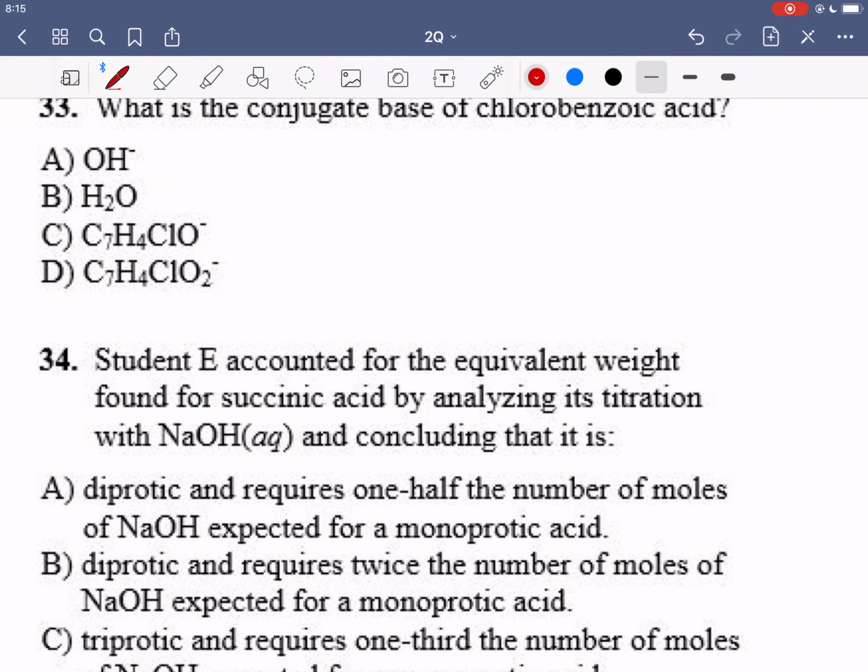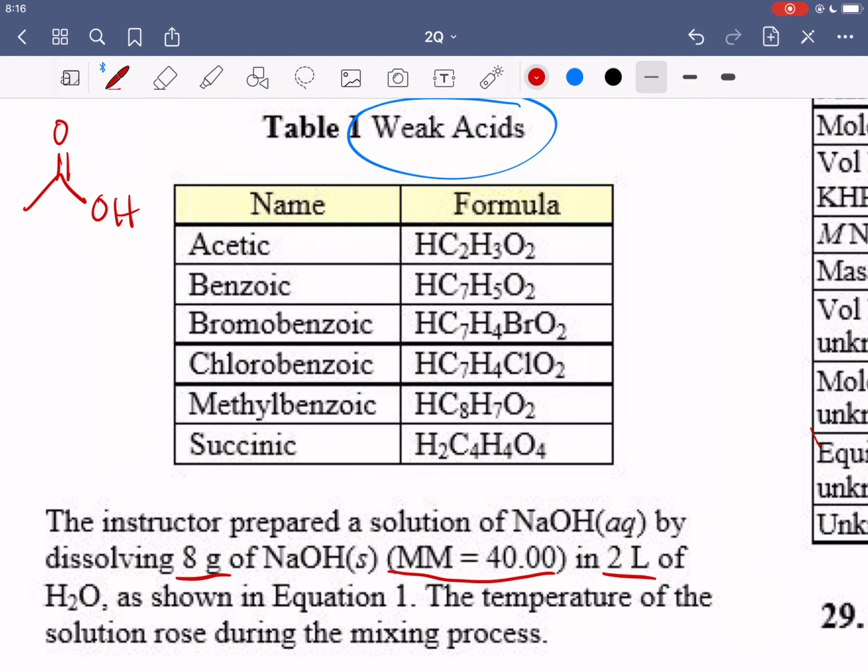Next question, what is the conjugate base of chlorobenzoic acid? So chlorobenzoic acid, tell me what its conjugate base is. And we're just given the chemical formulas of the things over here. So I'm looking at chlorobenzoic acid, and that would mean that I have to refer to table 1, which shows me the chemical formulas of all the different acids.